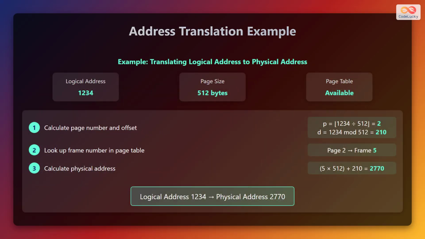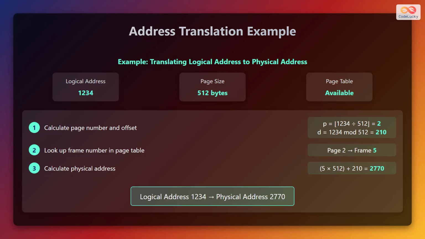Let's go through an example of translating a logical address to a physical address using paging. Suppose we have a logical address of 1234, and the page size is 512 bytes. Also, assume that we have access to the page table. Step 1. Calculate the page number and offset. The page number P is the floor of 1234 divided by 512, which equals 2. The offset D is 1234 mod 512, which equals 210.